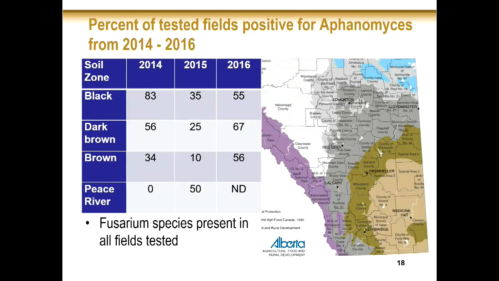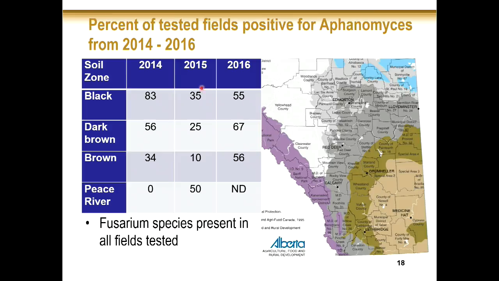And then we also looked at percent of the fields that were positive for Aphanomyces from 2014 to 2016. 2014, very, very wet year. We saw the highest percentage of fields positive for Aphanomyces in the black soil zone at 83%, followed by the dark brown soil zone at 56%. And then the brown soil zone was actually pretty low at 34%. And in the Peace, we didn't actually find any fields that were positive. So we thought, well, that's good. It at least hasn't reached up that far north.